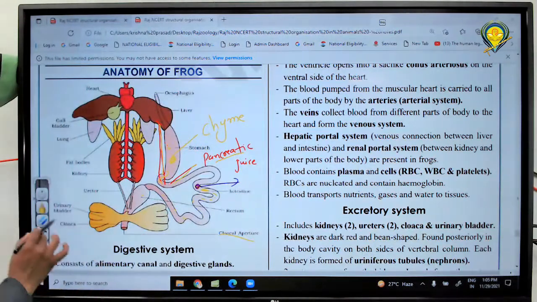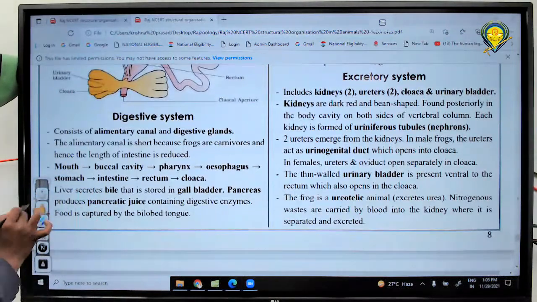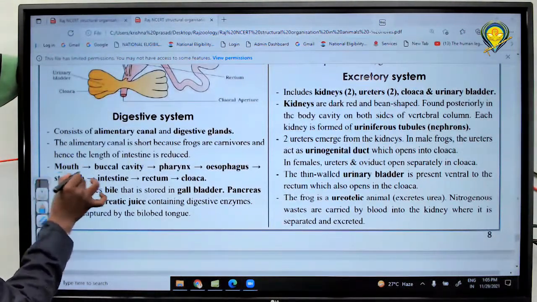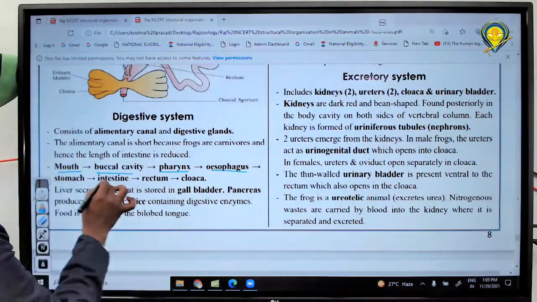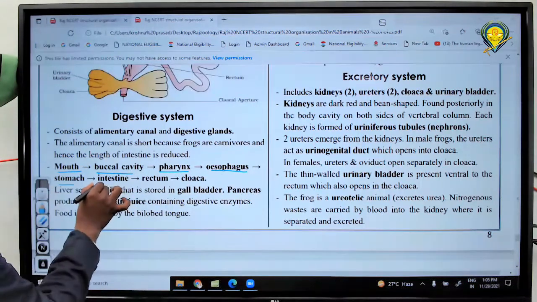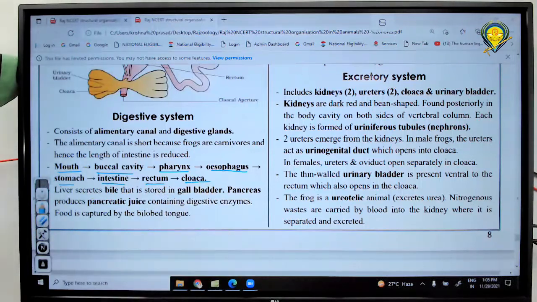Right, all of you? I will show you the statements, here also the same. One by one. See it here, all of you. Mouth opens into what? Buccal cavity opens into pharynx. Pharynx opens into esophagus, opens into stomach, opens into intestine, opens into rectum. Rectum into cloaca. Cloaca to out.